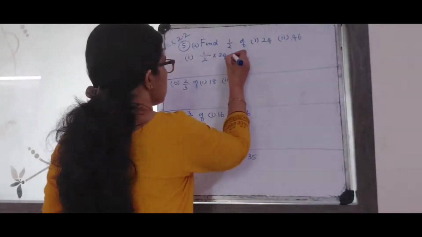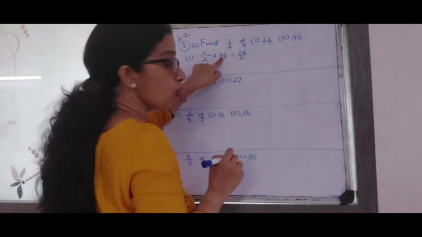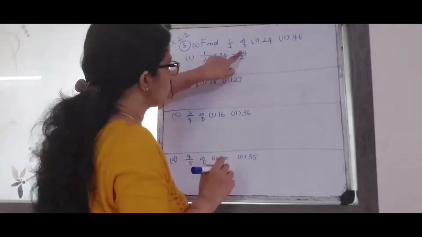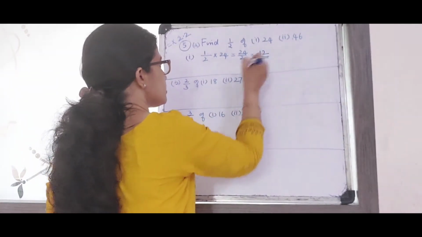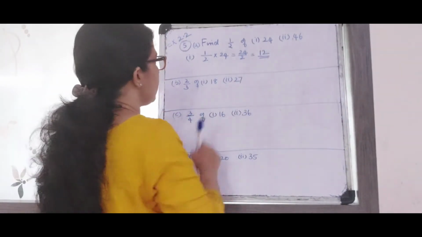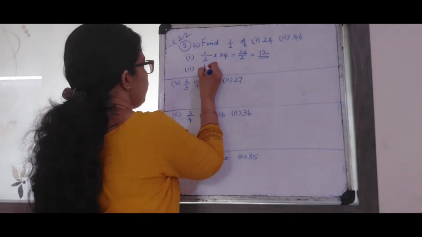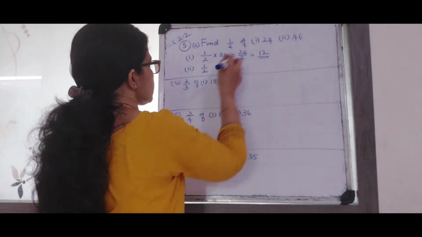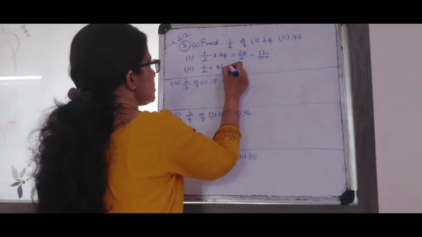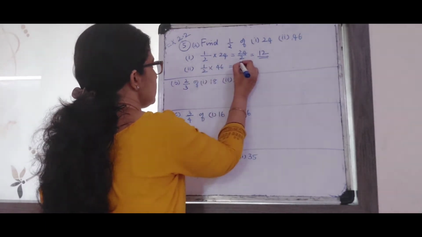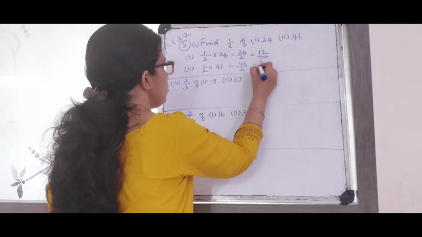Which is equal to 24 by 2. We have to divide the whole number by the denominator here. So 24 by 2, which is equal to 12, is the answer. Okay, now next one, second subdivision, half of 46. So half into 46 is equal to 1 into 46 is 46 by 2, which is equal to 23.